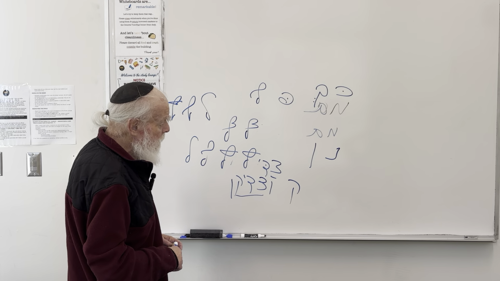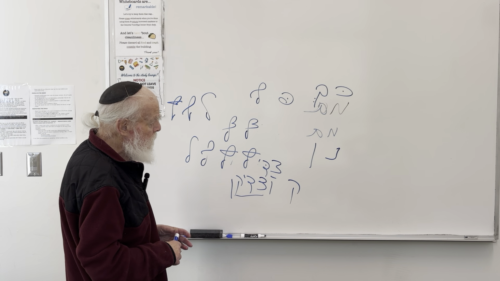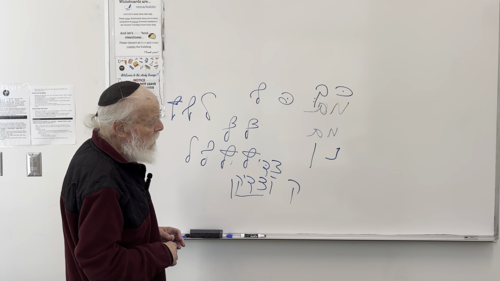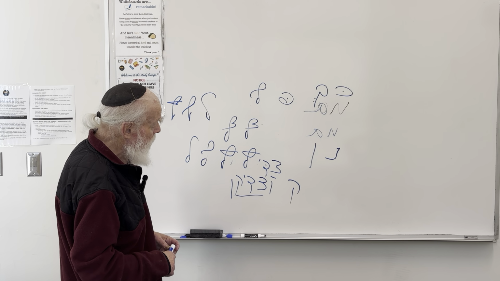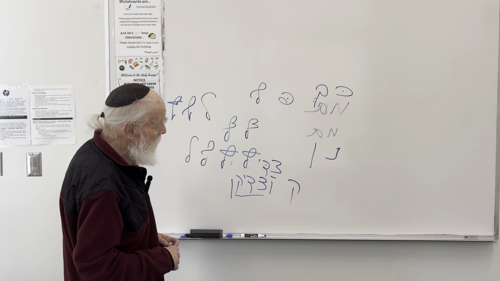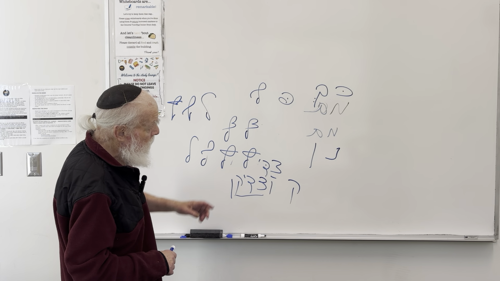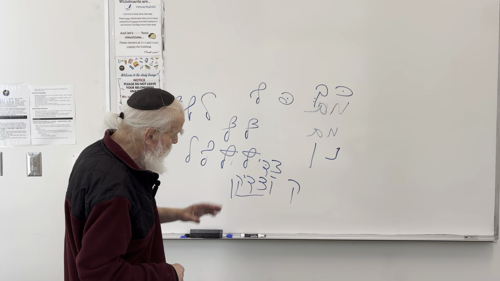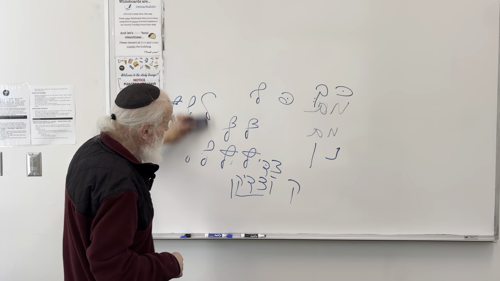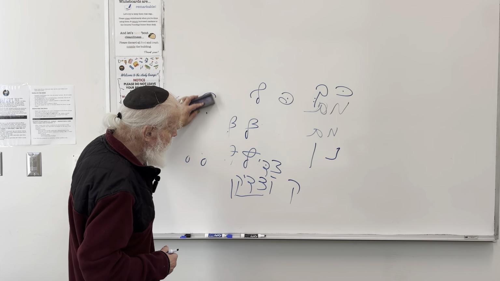Again, the whole idea is correct pronunciation of names. But these are the five final letters: the final Kaf, the final Mem, the final Nun, the final Pei, and the final Tzadi. Let me make sure I got my numbers. I got 1, 2, 3, 4, and 5. Five final letters. Okay, that's something of a review, and it's necessary.